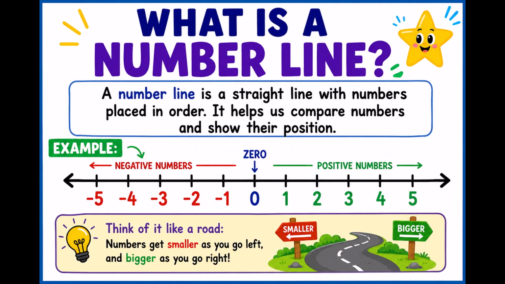What is a number line? A number line is a straight line with numbers placed in order. It helps us compare numbers and show their position. Think of it like a road. Numbers get smaller as you go left and bigger as you go right.